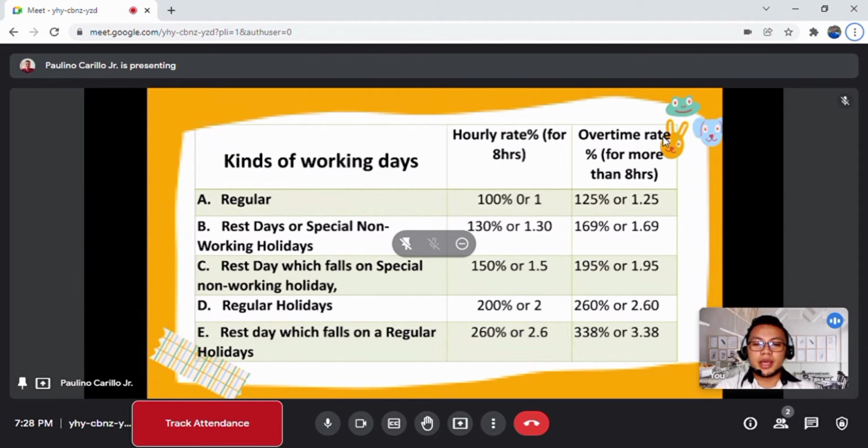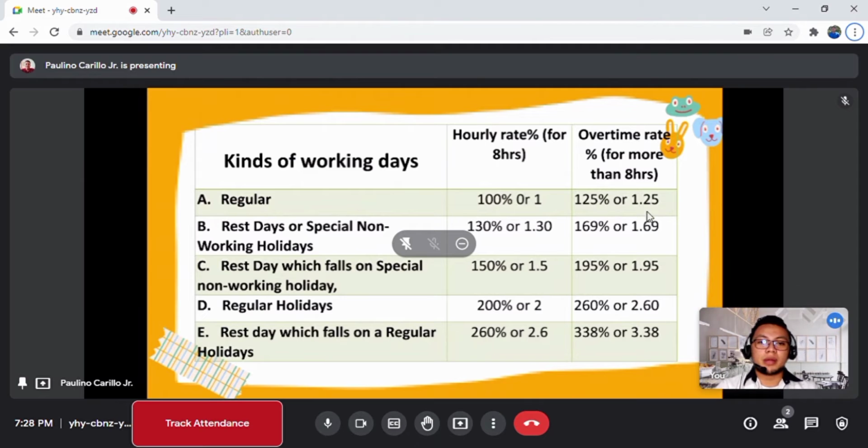In this column, these are the working days: the regular working days, the rest days or special non-working holidays, the rest day which falls on a special working holiday, regular holidays, as well as the rest day which falls on the regular holidays. Now in this column, it has the hourly rate for 8 hours, which contains 100% for regular, rest day 130%, and then rest day which falls on a special non-working holiday 150%, 200% for regular holidays, and rest day which falls on regular holidays is 260%.